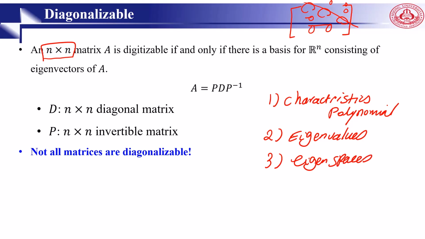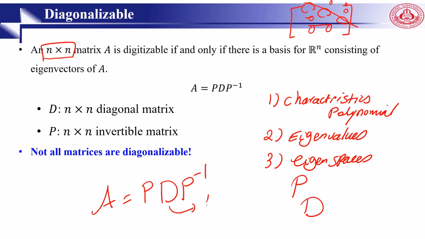If the matrix is diagonalizable, we construct P using the eigenvectors as columns and matrix D with the eigenvalues on the diagonal. We call a matrix diagonalizable if A is equal to P D P inverse, where D is a diagonal matrix and P is an invertible matrix. So D is diagonal and P is invertible. So A equals P multiplied by D multiplied by P inverse.